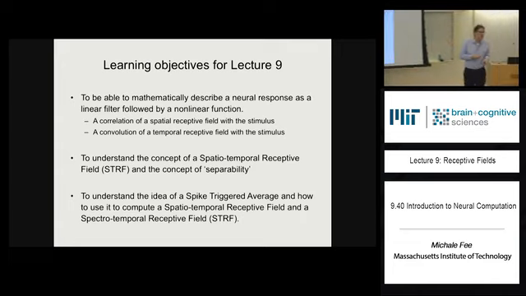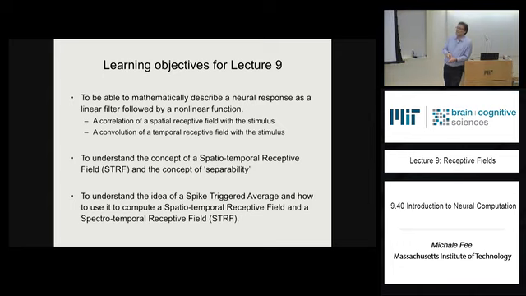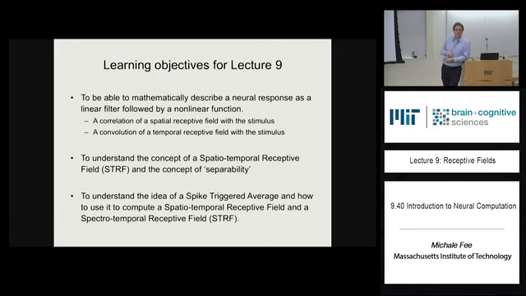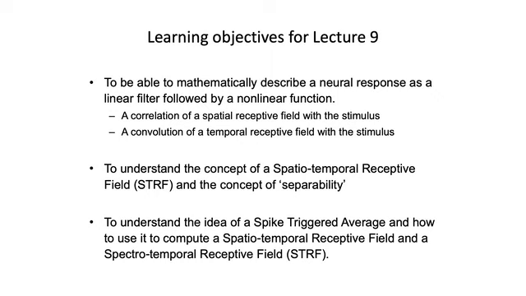And the basic model that we'll be talking about is called an LN model, linear nonlinear model. And we're going to describe neural responses as a linear filter that acts on the sensory stimulus, followed by a nonlinear function that just says neurons can only fire at positive rates. So we're going to have our neuron spike when that filter output is positive, but not when the filter output is negative. And we're going to describe spatial receptive fields as a correlation of the receptive field with the stimulus.